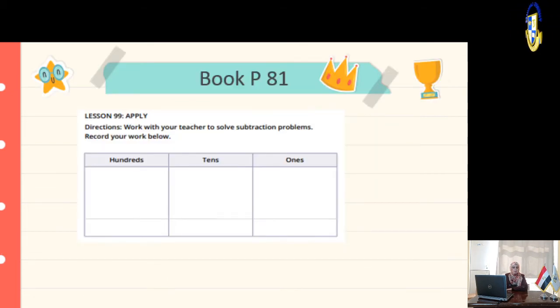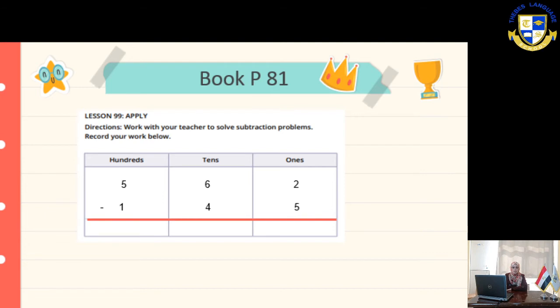Lesson 99, apply. Directions, work with your teacher to solve subtraction problems. Record your work below. You have a table for hundreds, tens, and ones. Let's try 562 minus 145. Look for the ones, 2 and 5. 2 is smaller than 5, so you borrow 1 from the tens. The tens will be 5 instead of 6, and the ones will be 12 instead of 2.